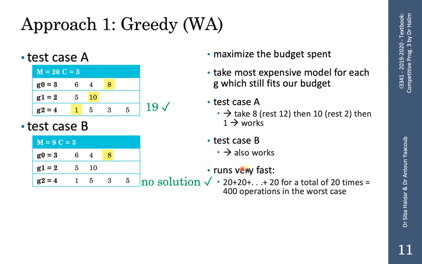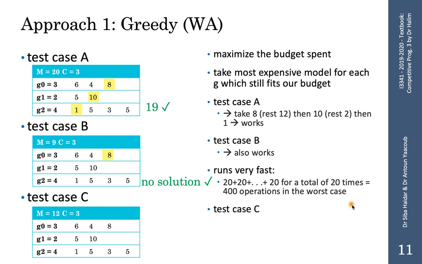However, this is fast. This is really fast because for each garment you have only one loop of the order of the maximum number of different models, which is 20, and you only sum these loops, so you have a total of 20 times, each time order of 20. So this is 400 operations in the worst case.